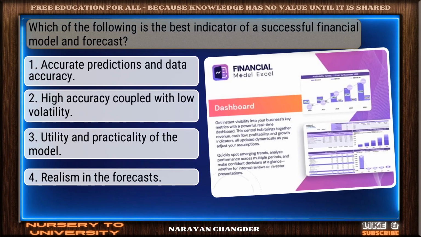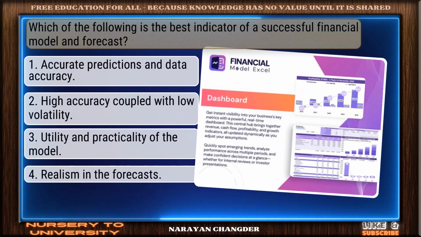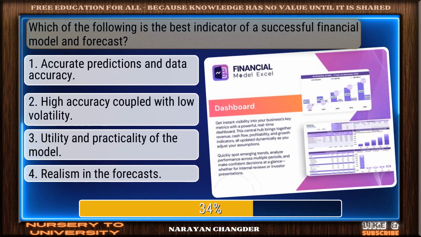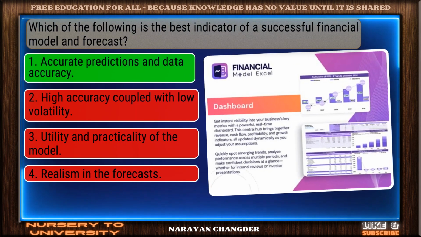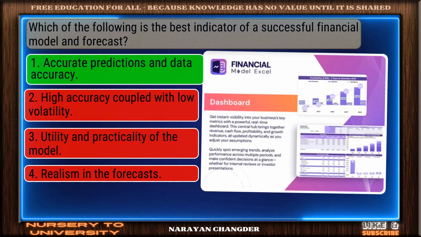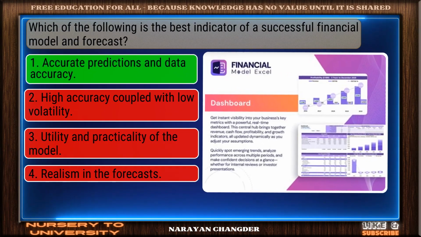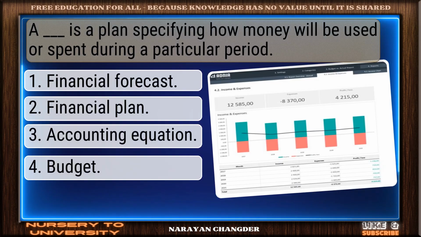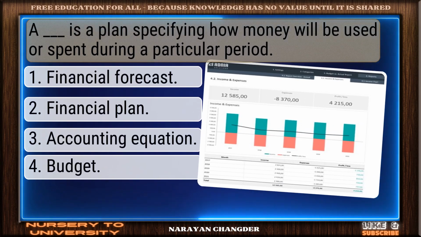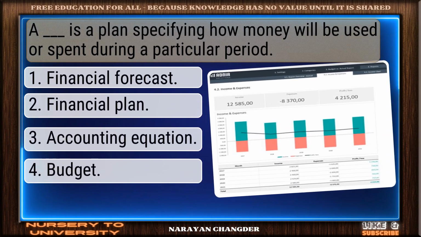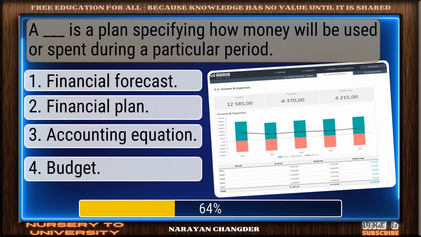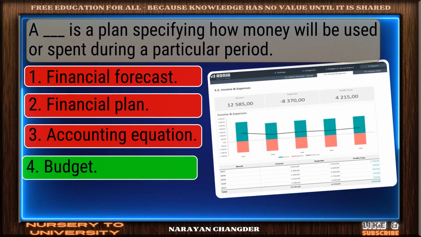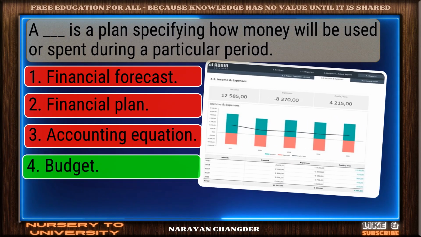Which of the following is the best indicator of a successful financial model and forecast? Good job. Your answer, accurate predictions and data accuracy, works well here. A dash is a plan specifying how money will be used or spent during a particular period. Well done. Budget is the right choice.